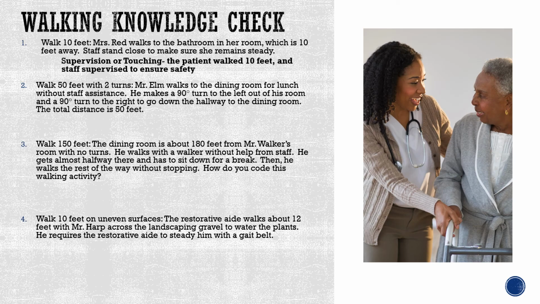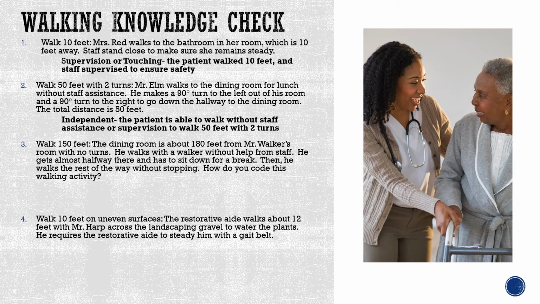Walk 50 feet with 2 turns. Mr. Elm walks to the dining room for lunch without staff assistance. He makes a 90-degree turn to the left out of his room and a 90-degree turn to the right to go down the hallway to the dining room. The total distance is 50 feet. How would we code this item? This would be coded as independent. The patient is able to walk without staff assistance or supervision, and he walks 50 feet in 2 turns.